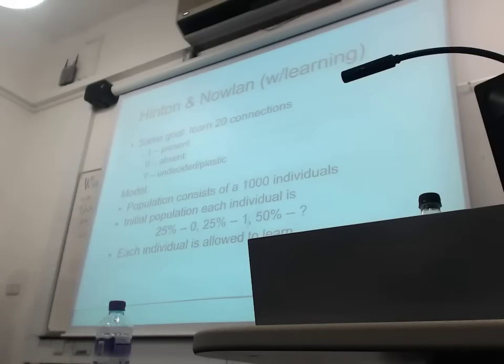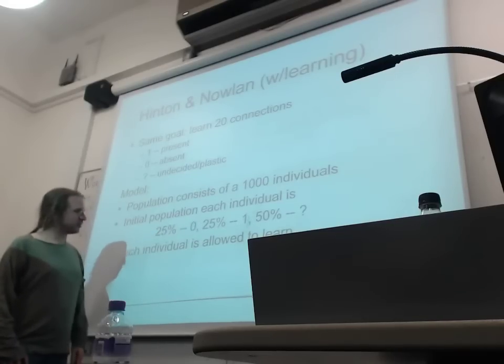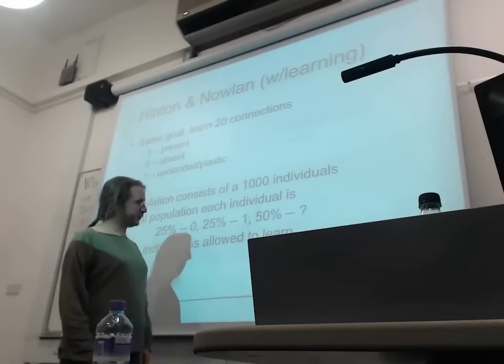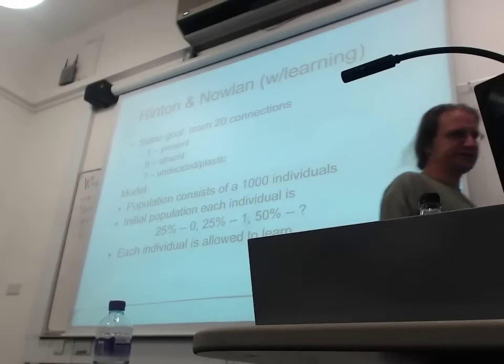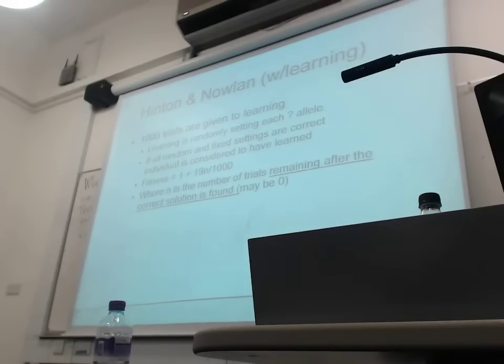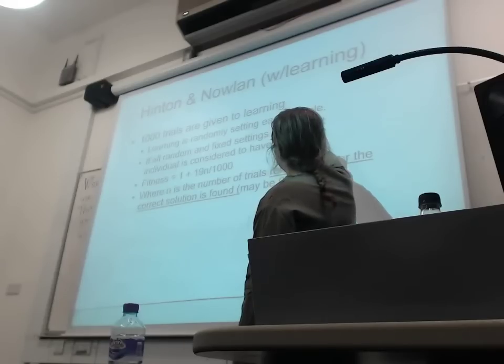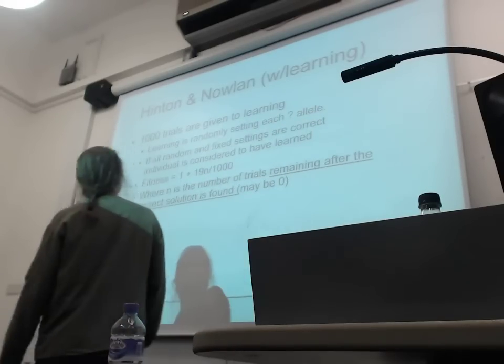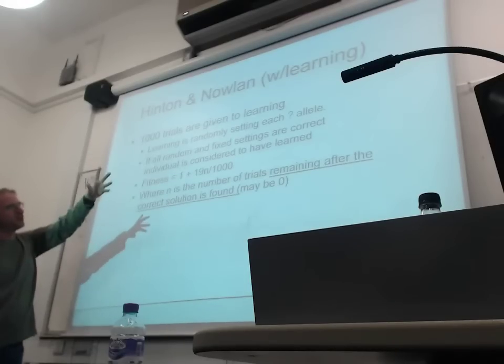Population now consists of 1,000 individuals. This is their thought simulation. When each individual is initially set up, any given locus has a 25% probability of 0, 25% probability of 1, and 50% probability of a question mark. Then there's going to be some model of learning for the individual in its lifetime. The model of learning is the following. 1,000 trials are given to learning. What happens? Learning is randomly setting each question mark allele. So in a given trial, you have maybe 7 alleles which aren't fixed.